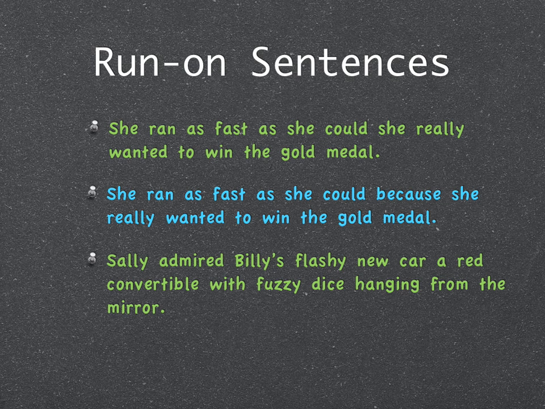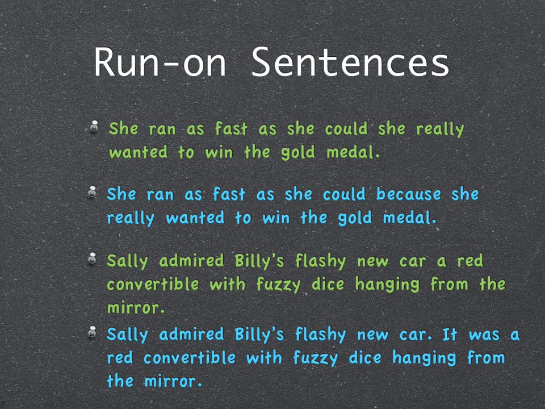In this case, we have chosen to put a period after car and added the phrase "it was" to the beginning of the second sentence. Sally admired Billy's flashy new car. It was a red convertible with fuzzy dice hanging from the mirror. Remember, although we have chosen to correct these sentences in this way, there are a number of different ways to fix a sentence.